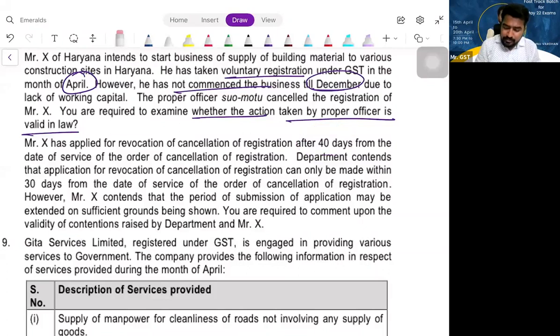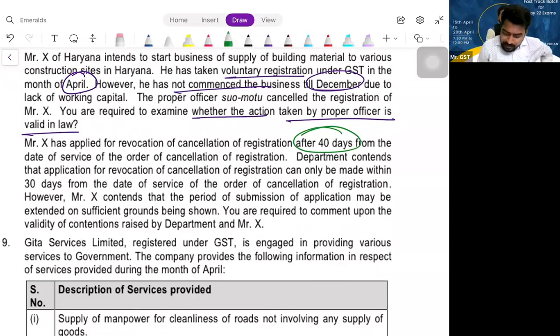What is the time limit actually? 30 days. Within 30 days from the date of service of the order of cancellation, you should go and ask for the revocation. For begging also, there is a time limit. You should beg within the time limit. What this fellow is doing is going after 30 days, after 40 days. So after the time limit, yes or no? Yes, sir.